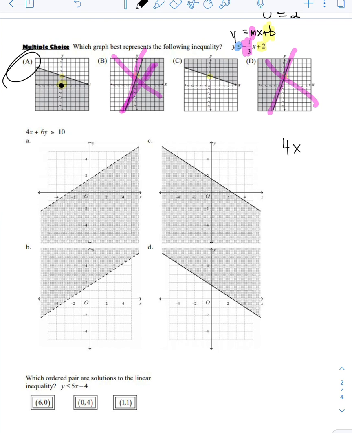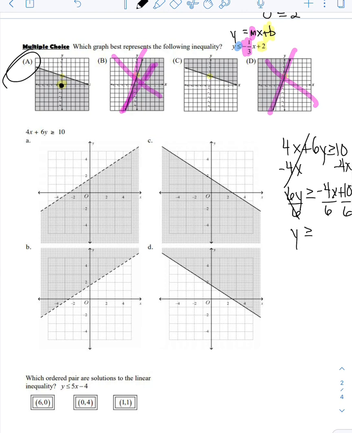So I have 4x plus 6y is greater than or equal to 10. So I'm going to subtract 4x from both sides. So I'm left with 6y is greater than or equal to negative 4x plus 10. I do want to remind you, if I were to divide by a negative, remember we flip that inequality. But in this case, I'm dividing by a positive, so that doesn't flip.